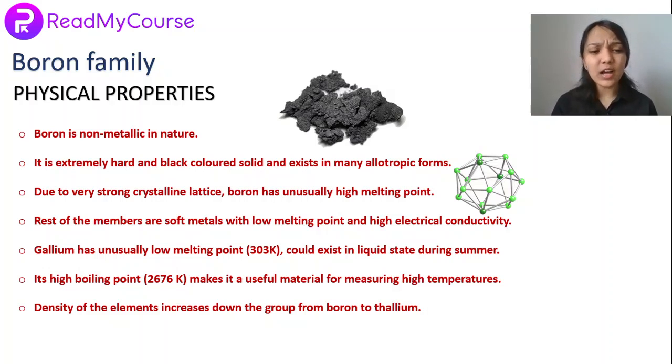And gallium has an unusually low melting point and it could exist in the liquid state during summer. This is something interesting, and its high boiling point makes it a useful material for measuring high temperature. The density of the elements increases down the group; as we go from boron to thallium, the density increases. This is all about the physical properties of the boron family. We can see boron is a little bit of an exception when compared to the other elements.